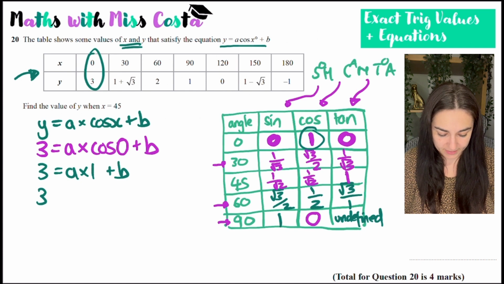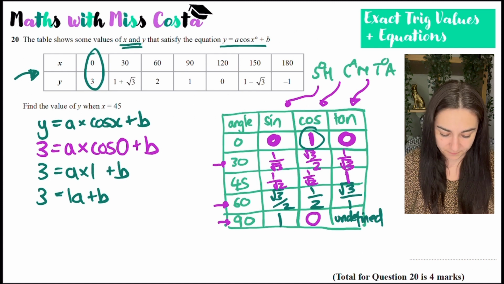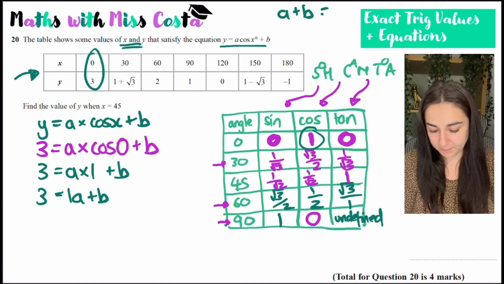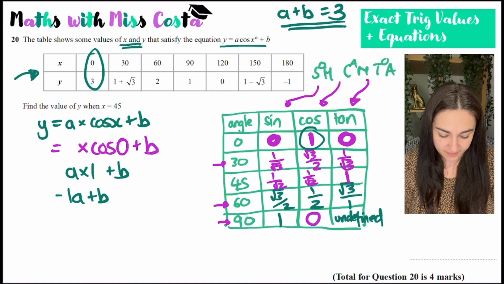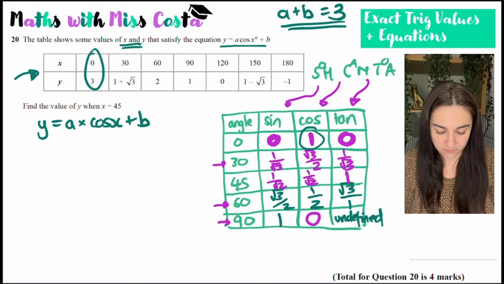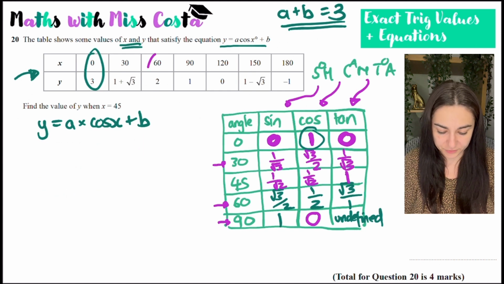So 3 is going to give me 1a plus b. Essentially, I know for the future that a plus b must equal 3. That hasn't helped me find a or b, but at least I've got something. I then can try another value. So let's just try an easy one.